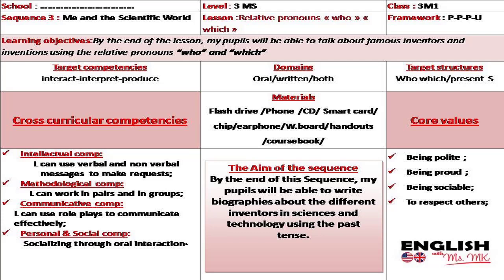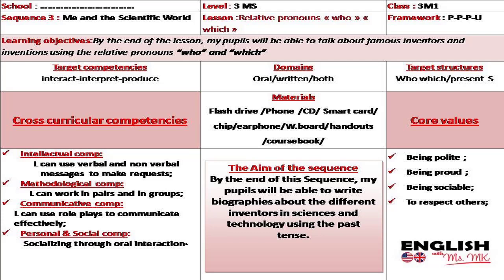Here by core values, we mean what are the values that your pupils are going to be aware of and learn across the sequence, I mean, not only the lesson. For example, if you talk about, just an example, 1MS, in the fourth sequence, your pupils are going to talk about duties and rights. So here, what are the values? Your pupils are going to learn to be maybe polite, to be sociable, to stick to their principles, and to respect others.